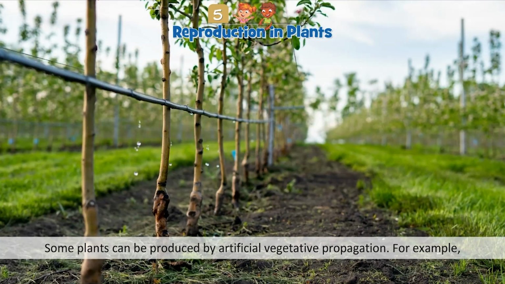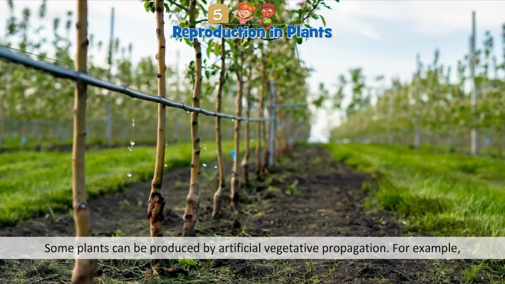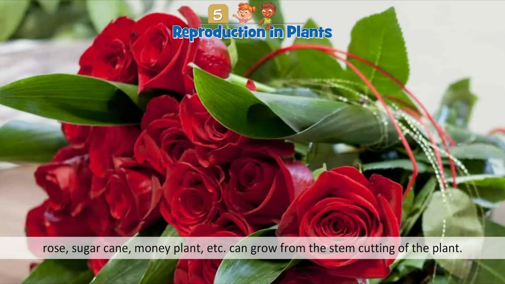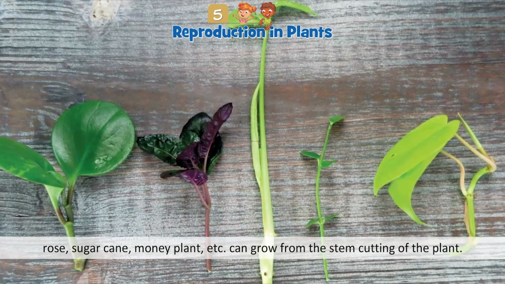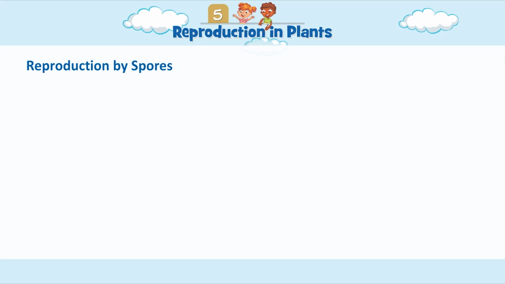in a few days. Some plants can be produced by artificial vegetative propagation. For example, rose, sugarcane, money plant, etc. can grow from the stem cutting of the plant.